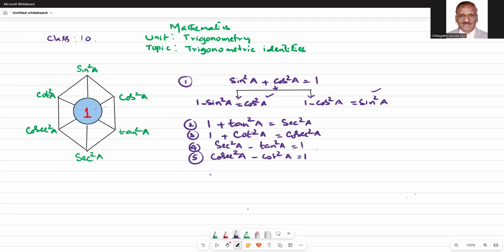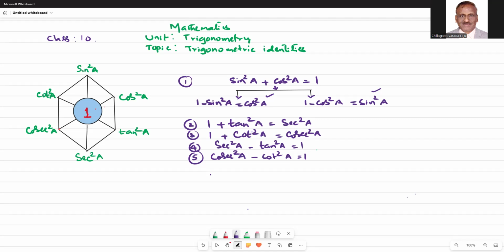These are the 5 very important trigonometric identities which are used in solving word problems, that is long answer questions. Even very short answer questions will be asked based on these identities. So how to remember all these identities without memorizing them? Just with the help of a diagram, I will make you learn.